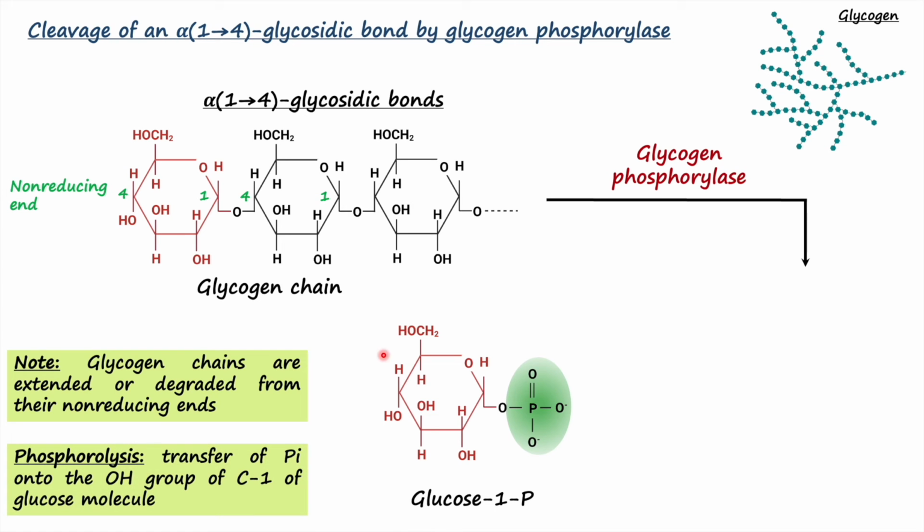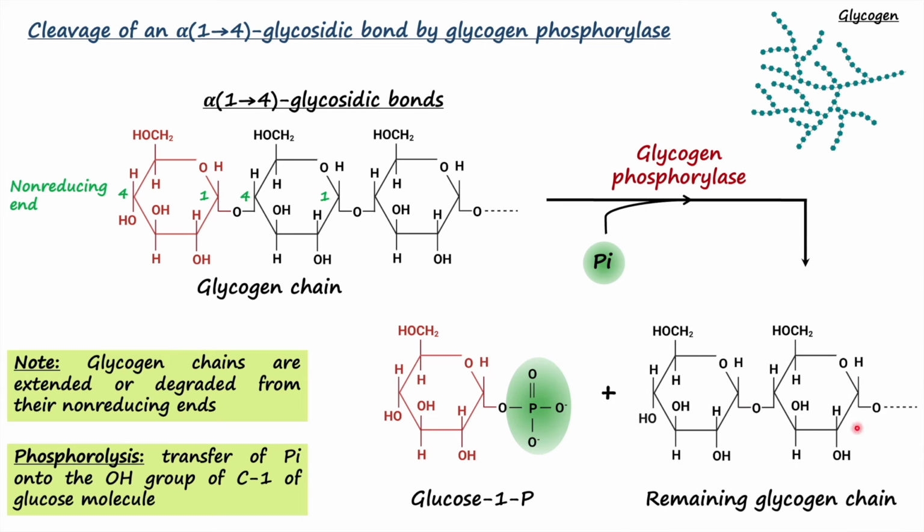So in a phosphorolysis reaction, there is a transfer of inorganic phosphate onto the hydroxyl group of the carbon 1 position of the terminal glucose molecule. As soon as the inorganic phosphate group is transferred onto the hydroxyl group of carbon 1 position of the terminal glucose molecule, it initiates the breakdown of the alpha 1,4 glycosidic bond, which releases this terminal glucose molecule in the form of glucose 1-phosphate. So this is how glucose 1-phosphate is generated by breaking the alpha 1,4 glycosidic bond with the help of the enzyme glycogen phosphorylase.